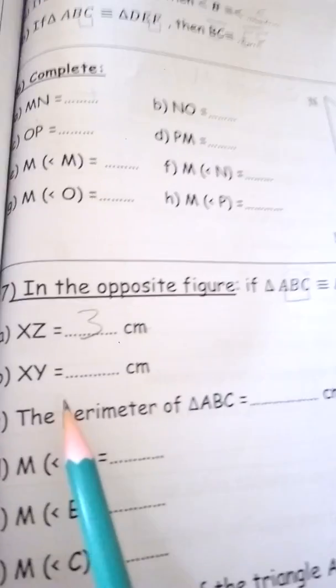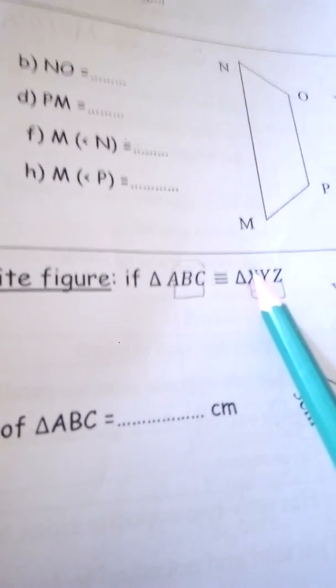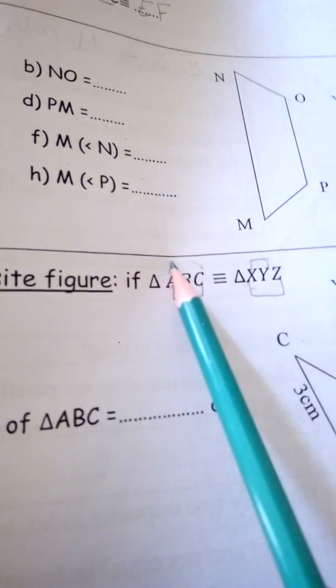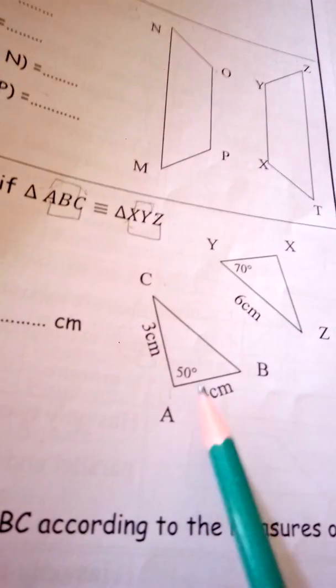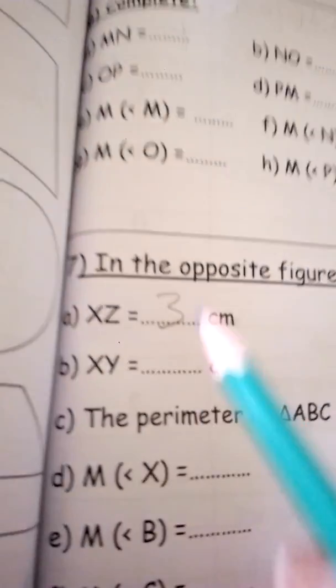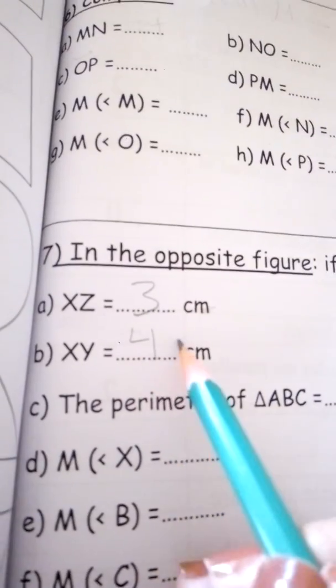طب XY، XY يعني first and second، يبقى هناخد AB. طب AB هنا بكام؟ AB equal 4 سنتيمتر، يبقى XY equal 4 سنتيمتر.